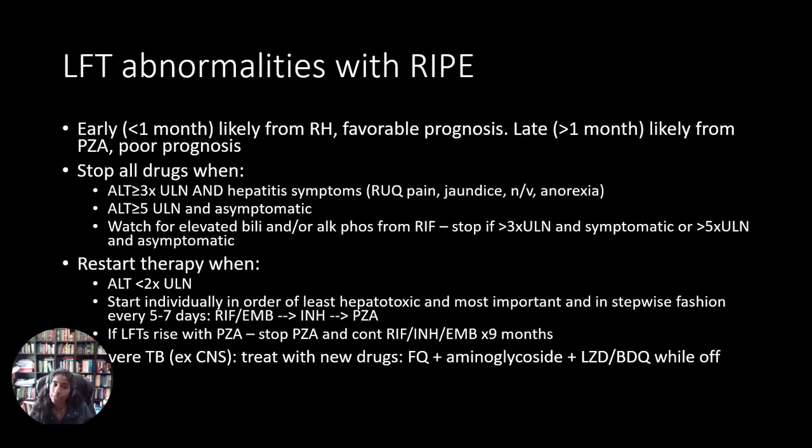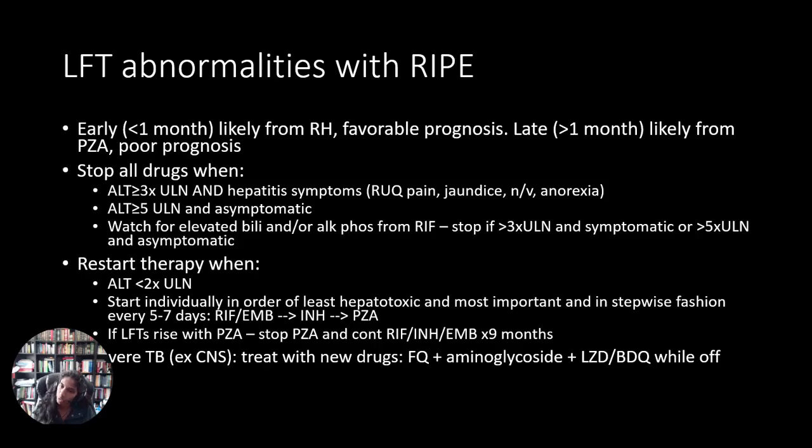We then wait for the liver function test to go down, and then we restart therapy, typically when the ALT is under 2 times the upper limit of normal. We then start individually each drug in order of what is least hepatotoxic and most important, and in a stepwise fashion, so we can see how the liver function tests respond. And we start these medications in a stepwise fashion every 5 to 7 days.